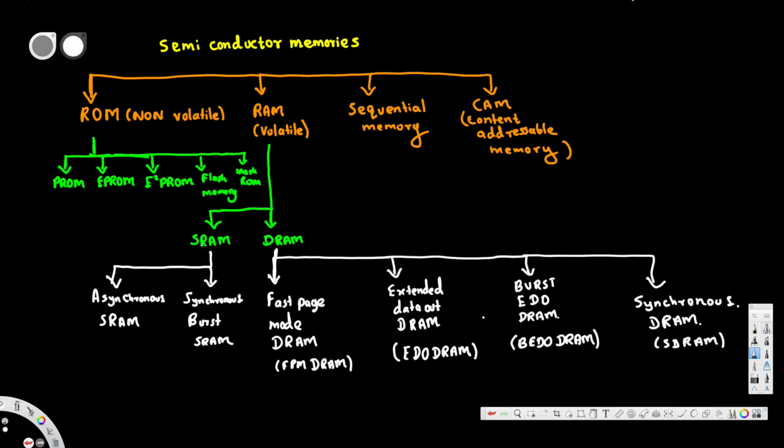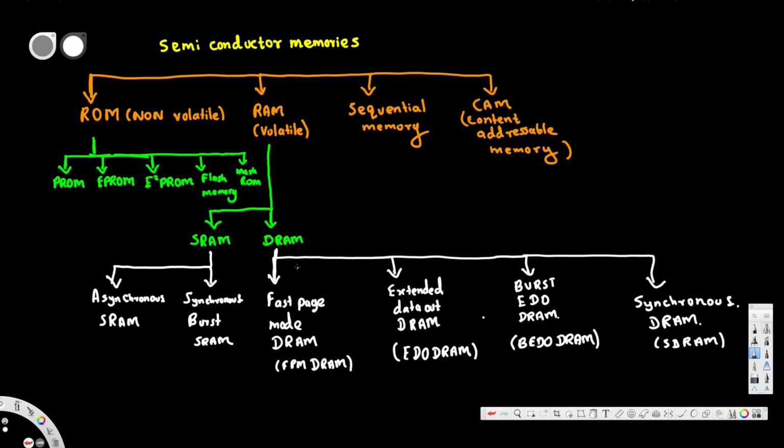Now let's look at the SRAM. SRAM has 2 classifications: asynchronous SRAM and synchronous SRAM. Asynchronous SRAM means it goes separately from the system clock, and synchronous burst SRAM is basically the RAM that goes along with the system clock.